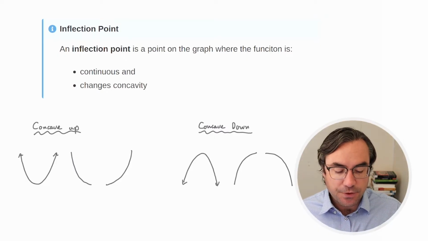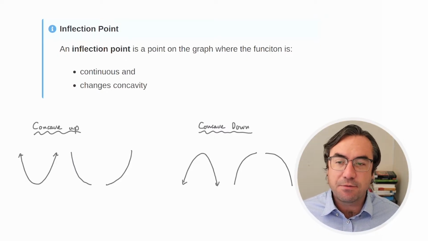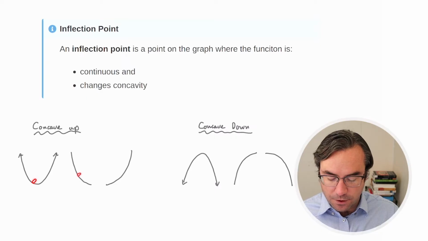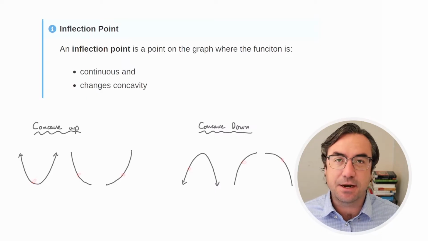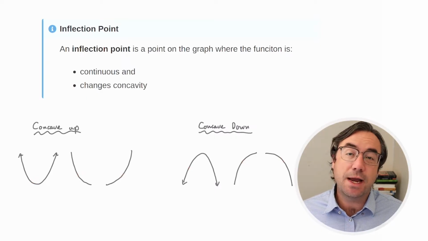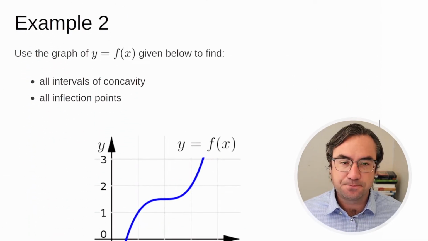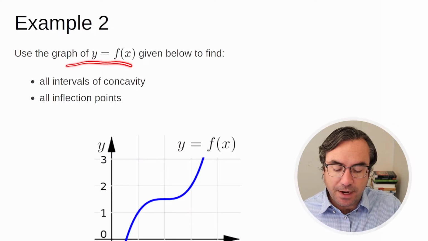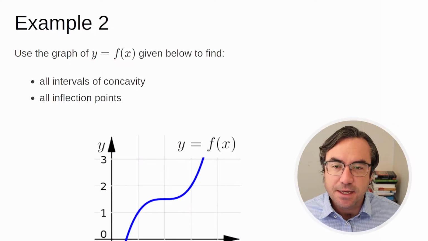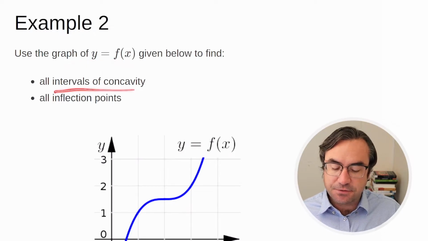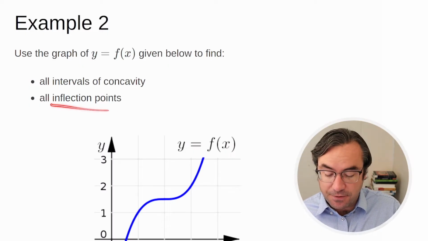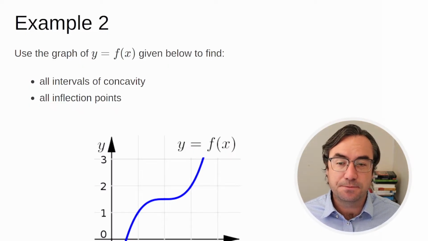Okay. So the idea is when we're given the graph of a function, we want to look for these types of bends in our graph. So let's try an example. Let's look at example 2. So for this example, we're given the graph of some function y equals f of x, and we want to find the intervals of concavity, and we also want to find all of the inflection points.